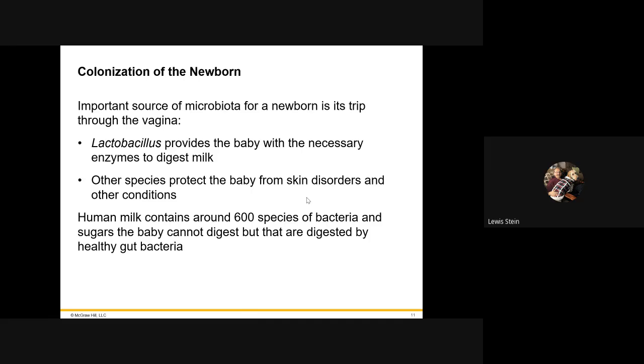is the most important bacteria, maybe the weakest, is lactobacillus. Lactobacillus is something you're going to learn a lot about, because it really protects women during the childbearing years from infection, from problems. But here, its name tells you lactobacillus. I mean, it has enzymes that facilitate milk digestion. And you can see different species, different things that it is. Human milk contains about 600 species of bacteria and sugars the baby can't digest.